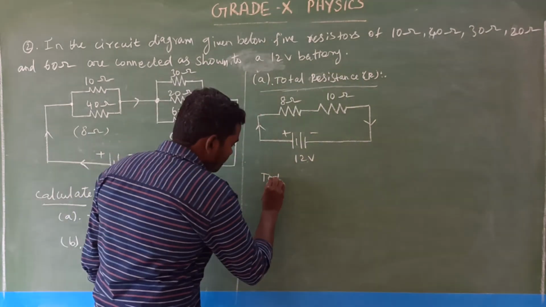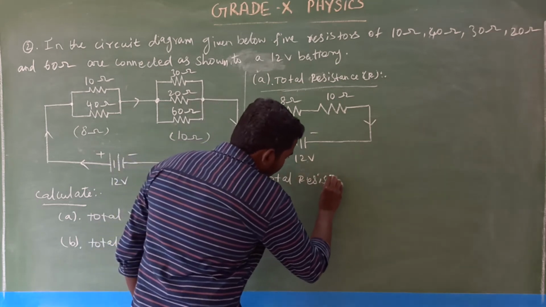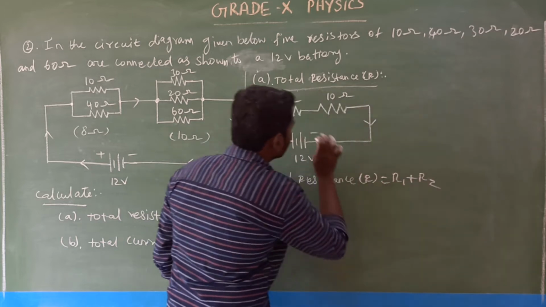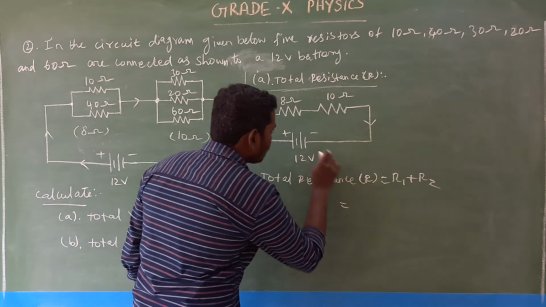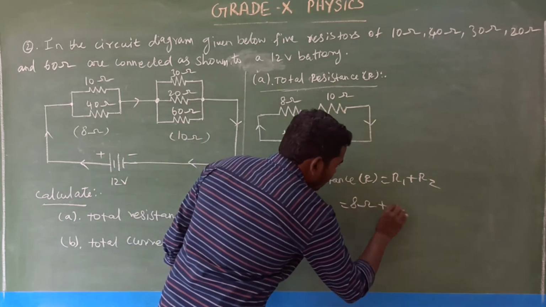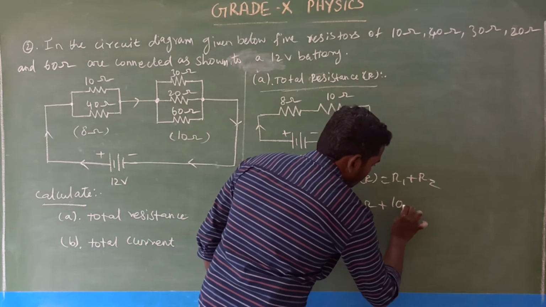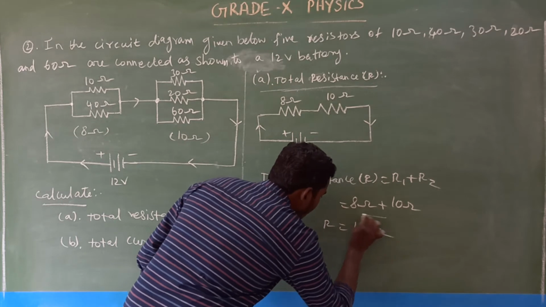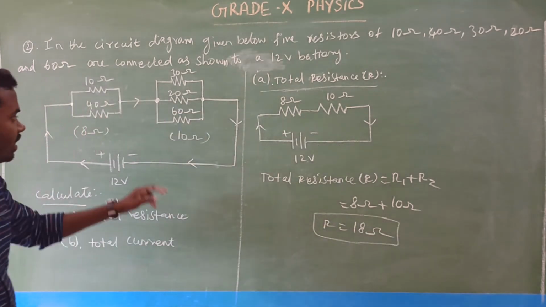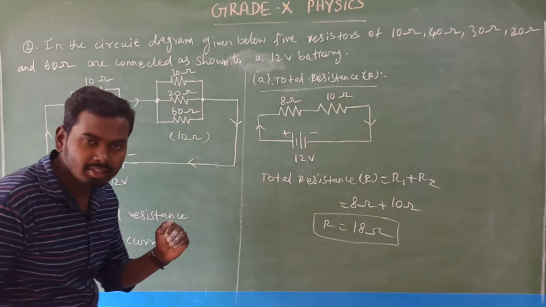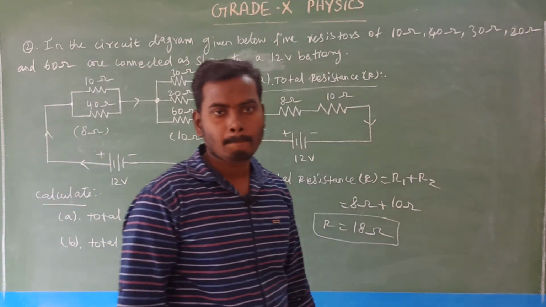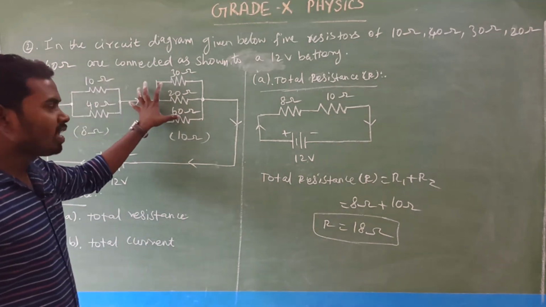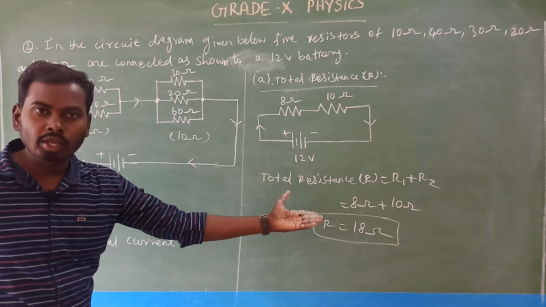So the total resistance R is equal to R1 plus R2, because we have just two resistors. So what is R1 value, sir? That is 8 ohm. What is R2 value, sir? That is 10 ohm. So 8 plus 10, which is equal to 18 ohm. So total resistance in this circuit is 18 ohm. In this manner we need to make numericals. Okay, yes. Here the total resistance value, how much? This two combination value is just 18 ohm.